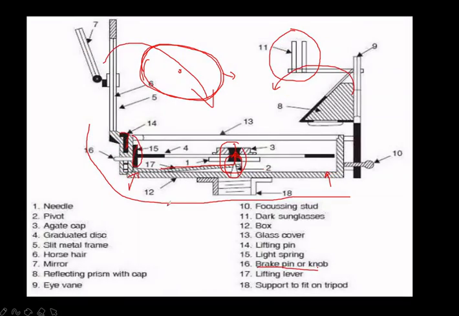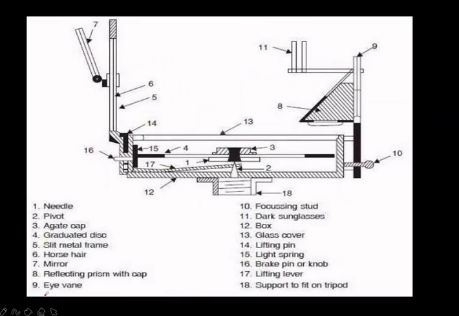Okay, once you take it in your hand, the prismatic compass, you will get to know it clearly. Support to fit: this 18 is a screw, and it will support fitting on the tripod. Now we will see every part one by one clearly.